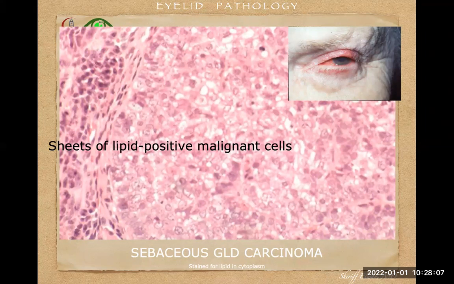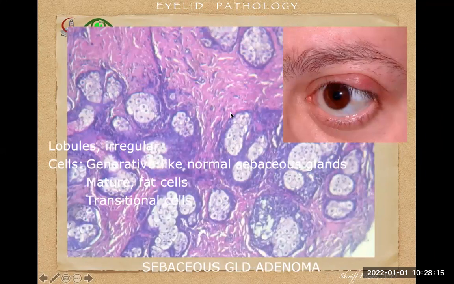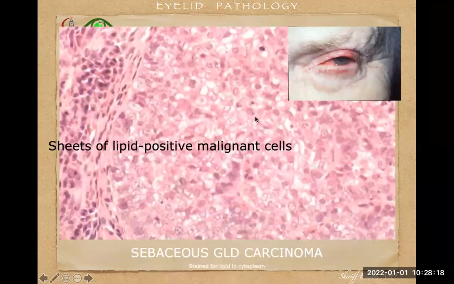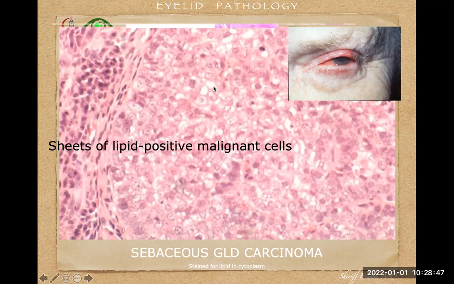Now, a sebaceous gland carcinoma or adenocarcinoma is just like the same type of cells, but not arranged into glandular appearance with malignant characters like hyperchromatosis of the nuclei, multiple nucleoli, excessive mitotic figures, and so on. And these lipid cells occurring everywhere.